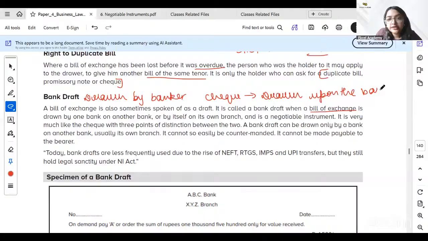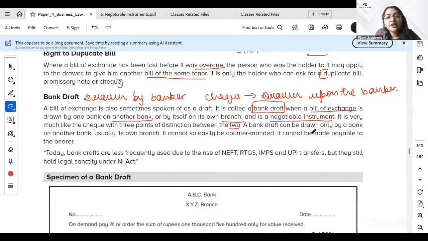So please make sure that you are understanding these differences. That is, your bank draft is drawn by the banker, your check is drawn upon the banker. Your bank draft is a bill of exchange which is drawn by one bank on another bank or by itself on its own branch. Either it is on another bank or on its own branch. And it is a negotiable instrument. It is very much like the check with 3 points of distinction between the two.